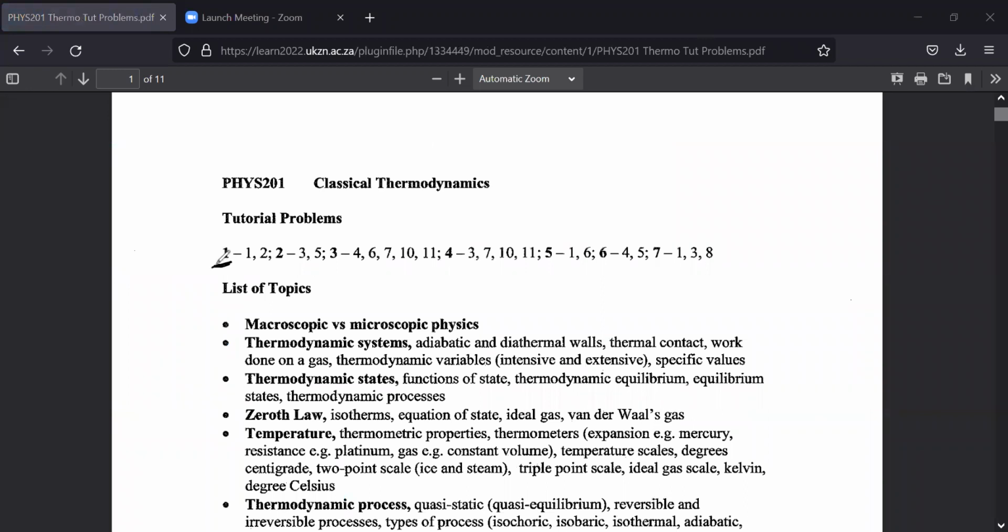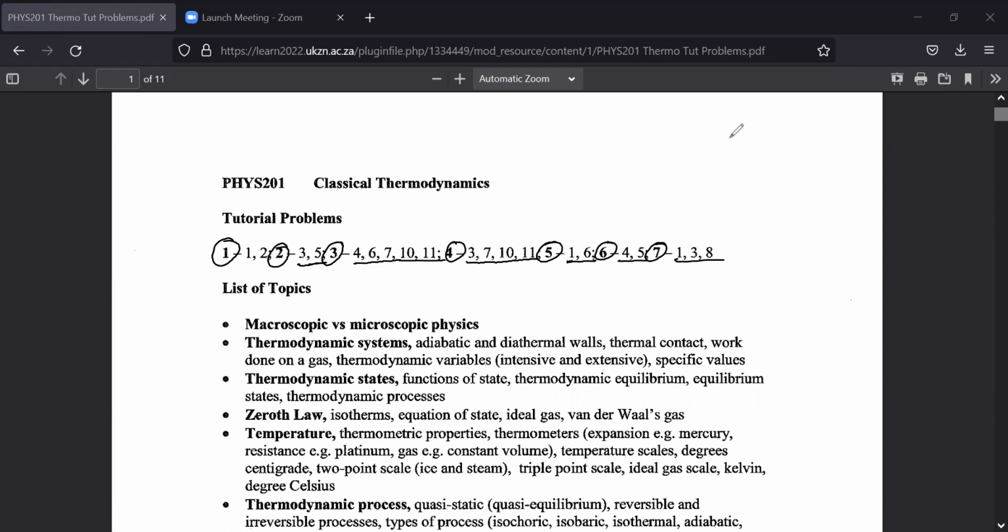This bit here is going to be for week 1, so that's questions 1 and 2. For week 2, you're going to do questions 3 and 5. For week 3, you're going to do 4, 6, 7, 10, 11. Week 4, you're going to do these. Week 5, you're going to do these. Week 6 and week 7. The bold numbers show you the weeks, and the list of numbers next to it are the questions you have to do.